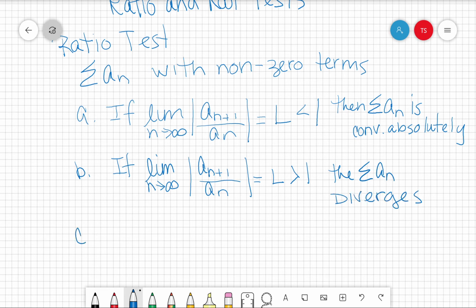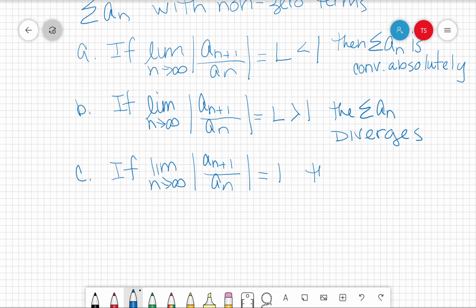And the third possibility is that if that limit as n goes to infinity of the absolute value of a sub n plus 1 over a sub n is equal to 1, then the test is inconclusive.